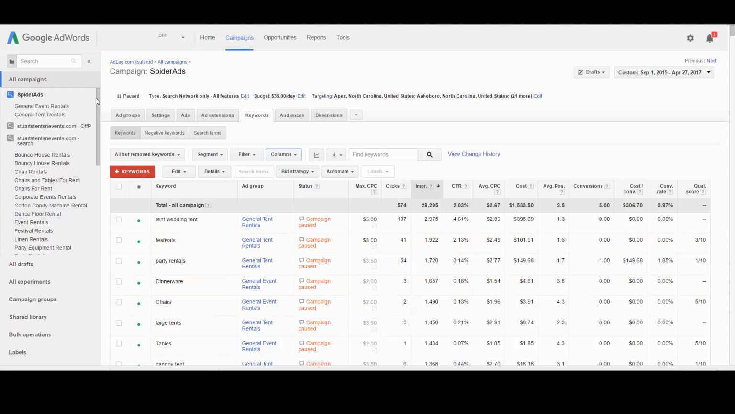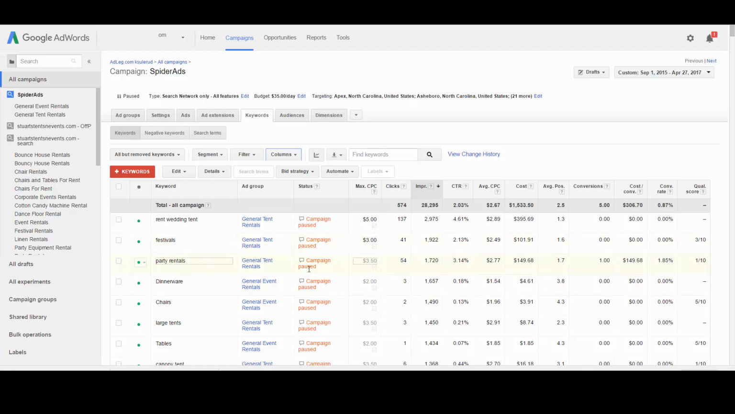So I've showed this campaign before in some other lessons as a way not to do things. So you can see some low quality scores here. So party rentals is only getting a 1 out of 10 quality score. Well, party rentals is an important keyword for this company. That's basically what they do. They rent equipment for events and parties. So to have a 1 out of 10 quality score for an important keyword like that can be very damaging to the campaign.